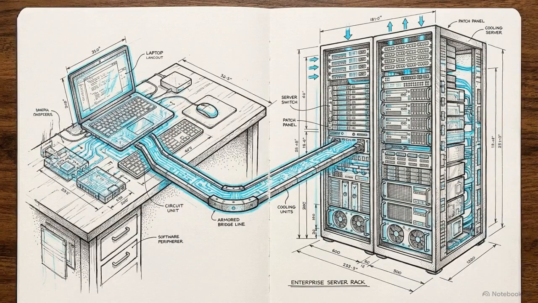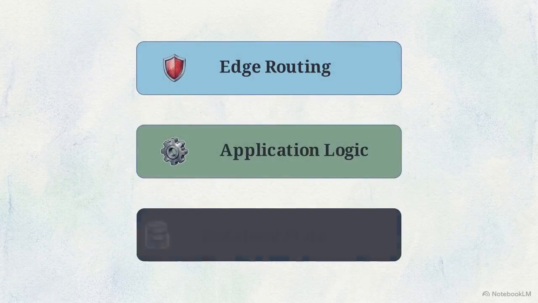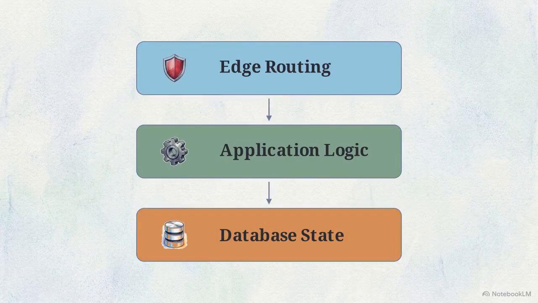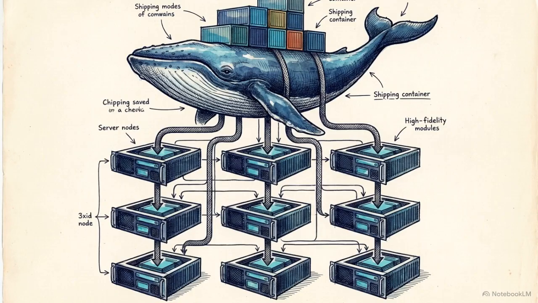To build resilient systems, local development environments have to mirror production-grade orchestration. That requires decoupling the edge routing from the application logic and isolating the database state entirely. This repository solves the monolithic bottleneck using Docker Compose to orchestrate a multi-node, load-balanced cluster.